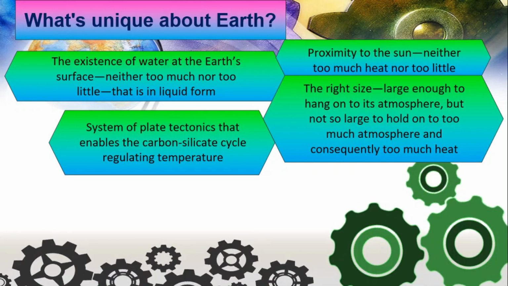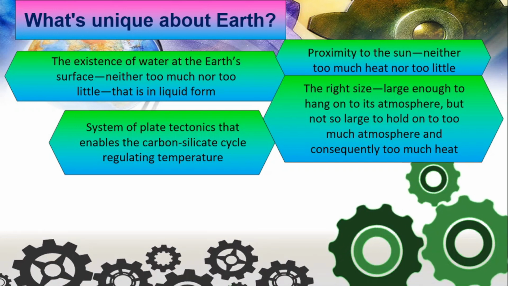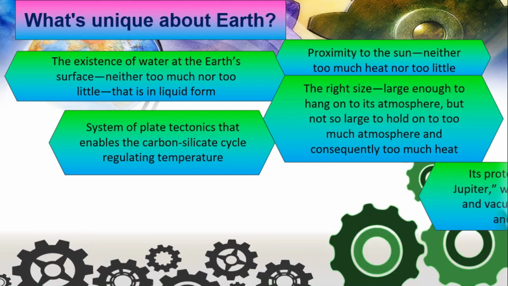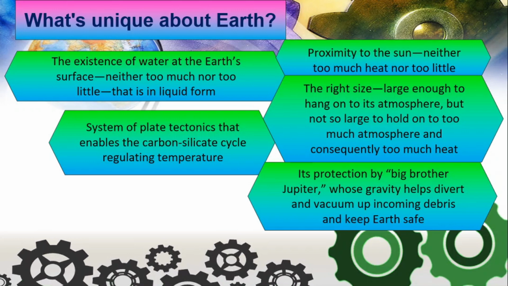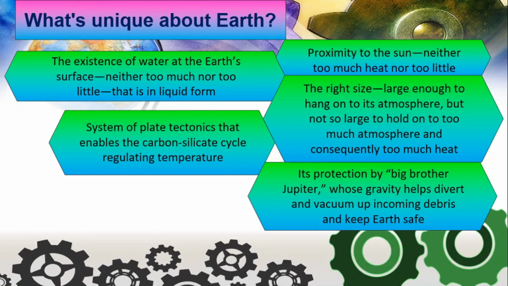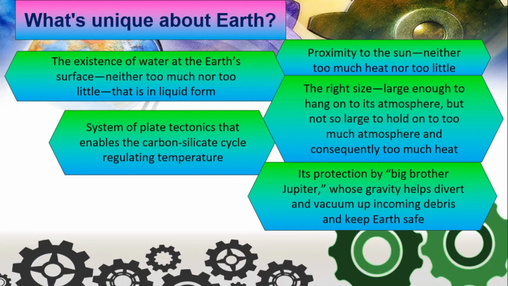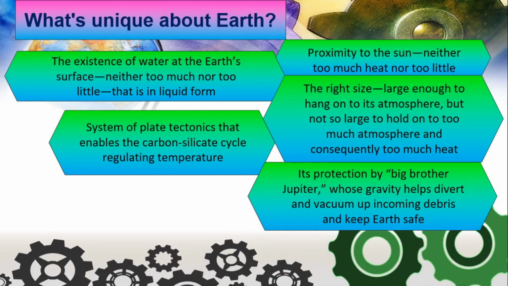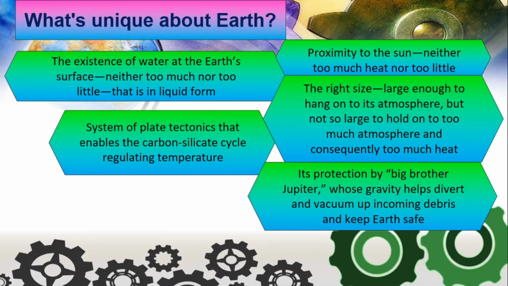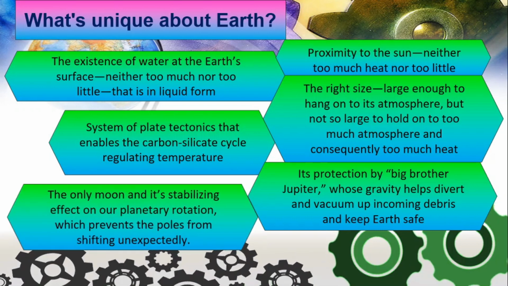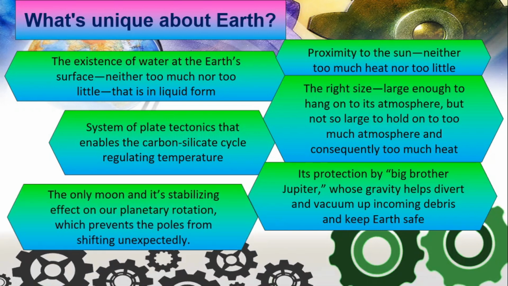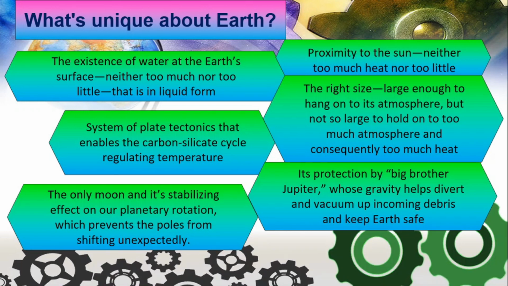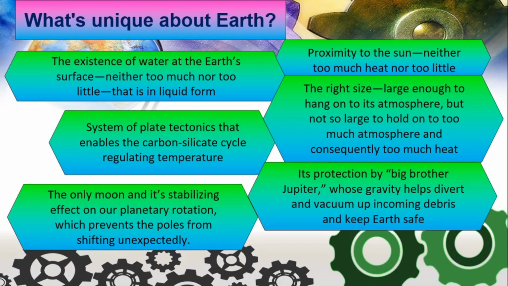Next is the system of plate tectonics that enables the carbon-silicate cycle, regulating the temperature. And it has protection from Jupiter, whose gravity helps divert and vacuum up incoming debris like asteroids or meteors, keeping the Earth safe. Next, the only moon and its stabilizing effect on our planetary rotation prevents the poles from shifting unexpectedly.